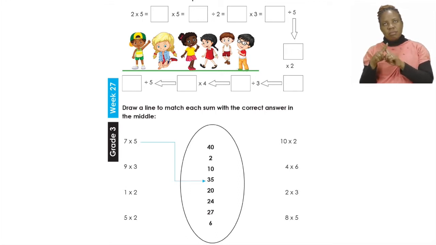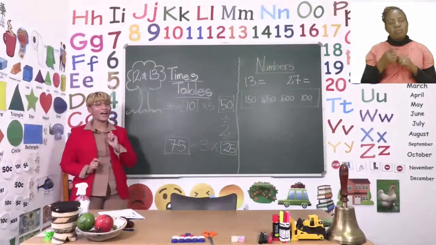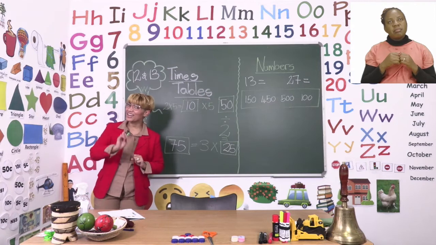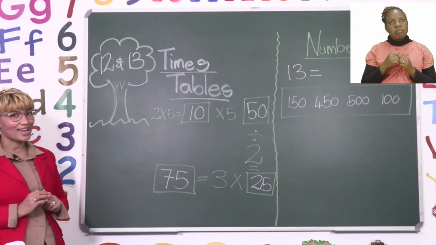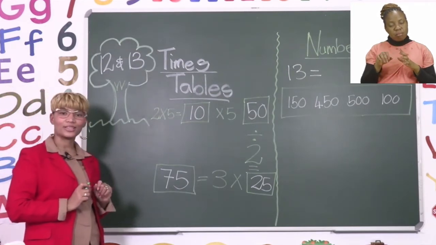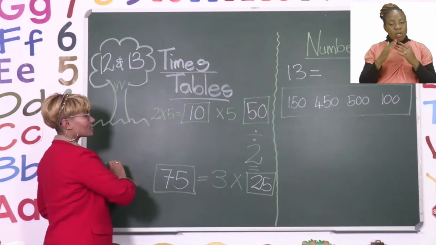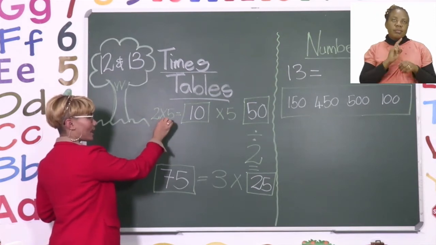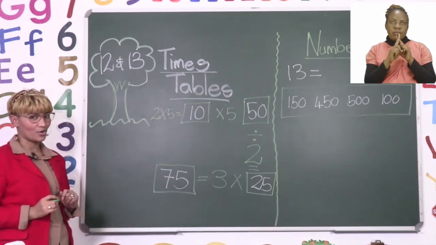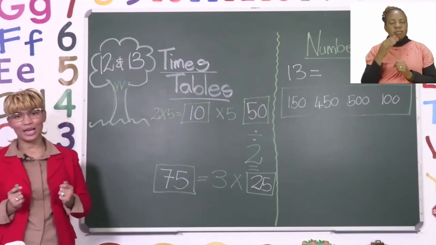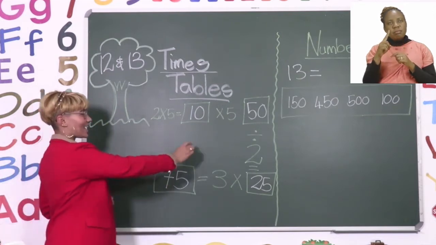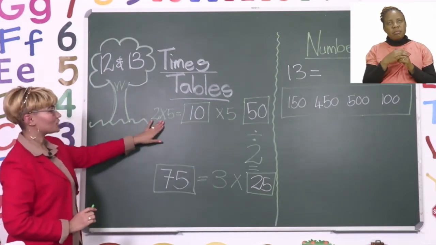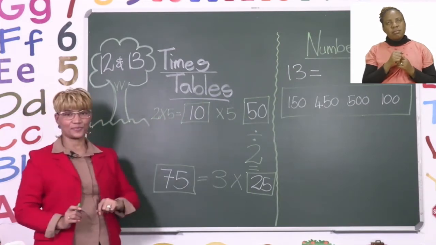Now, I have started with the train on the board, boys and girls, but I didn't complete it. I am going to leave the completion up to you. So, let's start quickly and see how you have to complete the train. So, the first sum is 2 times 5. So, we know by now that 2 times 5 is 5 and 5, which gives us 10. So, 2 times 5 equals 10.